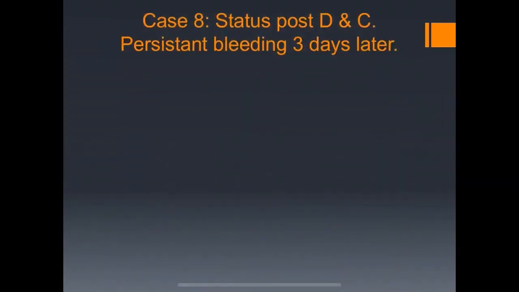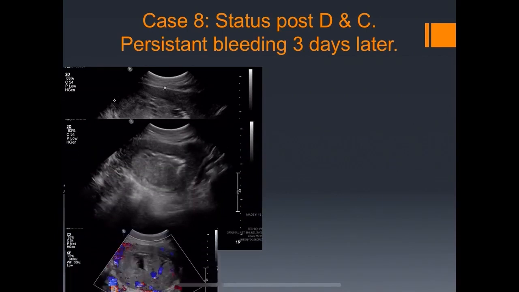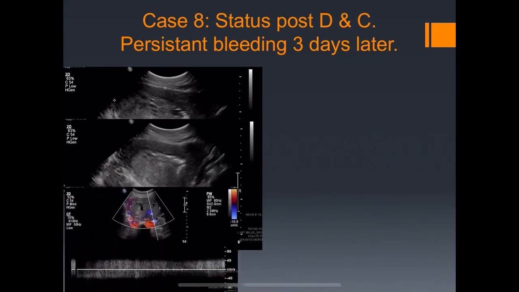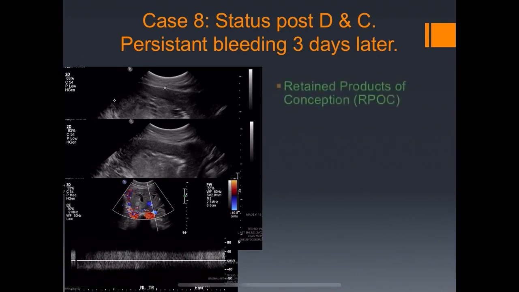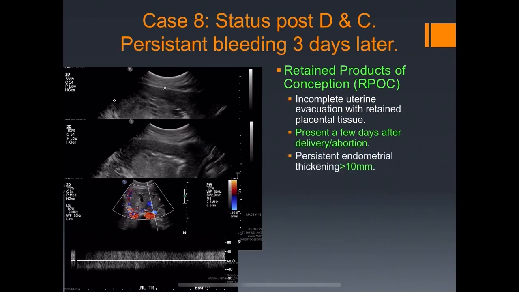Next case is status post D&C, persistent bleeding for 3 days. So here's a sagittal view. Here's a thickened endometrium. It's got some color flow in it. It's got high velocities, so this is consistent with retained products of conception. Incomplete uterine evacuation with retained placental tissue. Presents a few days after delivery or abortion. Persistent thickening of the endometrium, vascular flow within the endometrium. You want to differentiate this from just normal endometrial clot, which usually has no flow. And there is a caveat. Occasionally, retained products can have no flow, but relatively rare. Molar pregnancy.